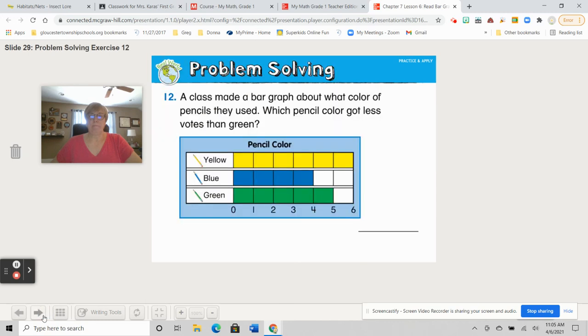All right. Let's look at our problem solving. A class made a bar graph about what color pencils they used. I'm having difficulty talking today. Which pencil color got less votes than green? Pause and complete your answer. And if you put blue, you got it correct.